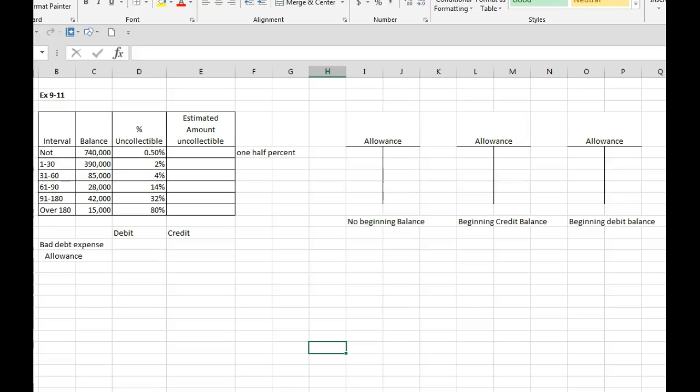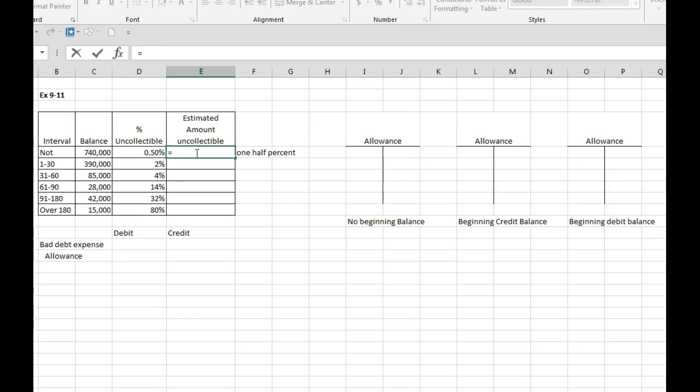I am sure all of that was clear as mud, so let's start at the beginning here. First of all, this is 911, and all 911 asks you to do is make the estimate, or create the estimate, of the aging of the accounts. And they've given you all the numbers here. This is actually 0.5% and 2%, and they've totaled up the balances, and they've given you the percent. So now all you have to do is multiply this out.